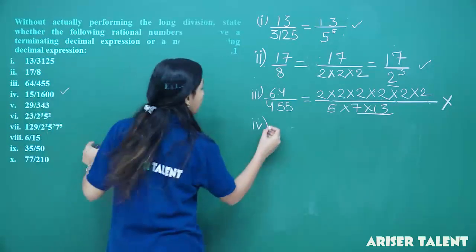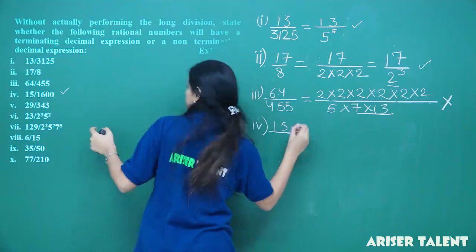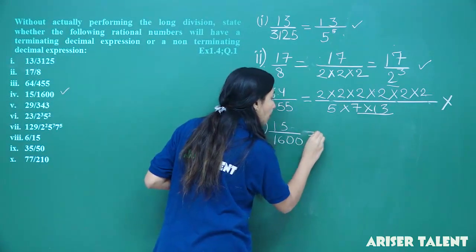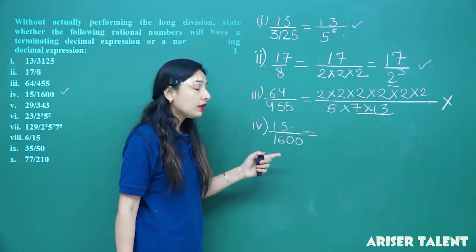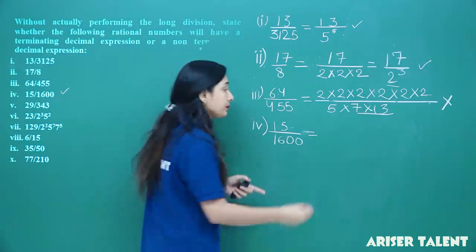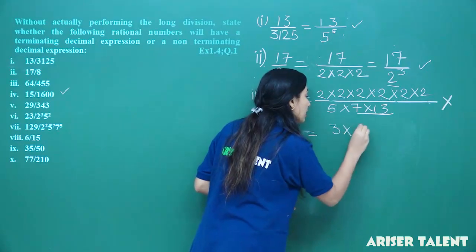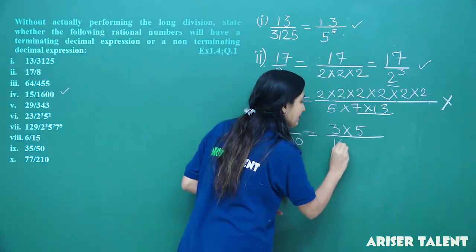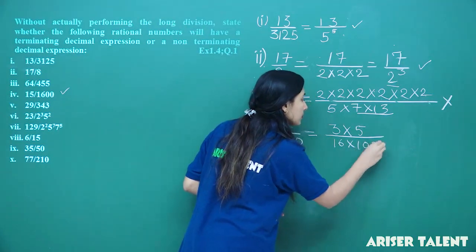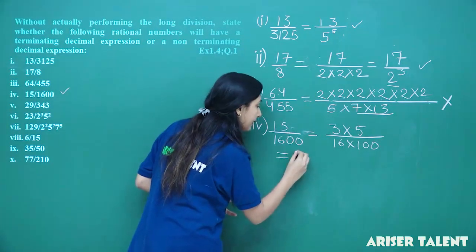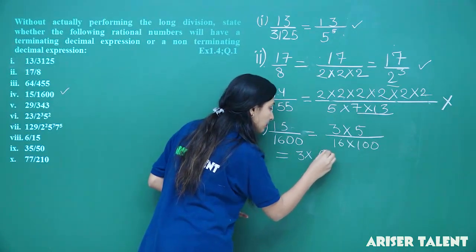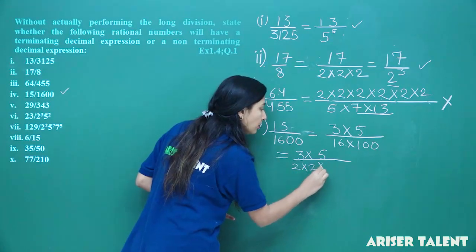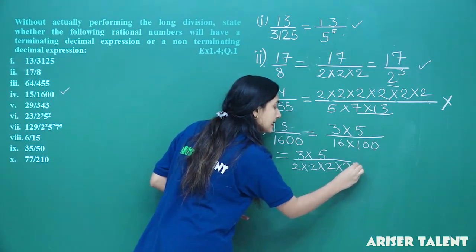The fourth one is 15 by 1600. Now the factorization of 15 is nothing but 3 multiplied by 5. Now can I write this as 16 multiplied by 100? Okay, how can you rewrite it? How can you write 16? 2 to the 4.